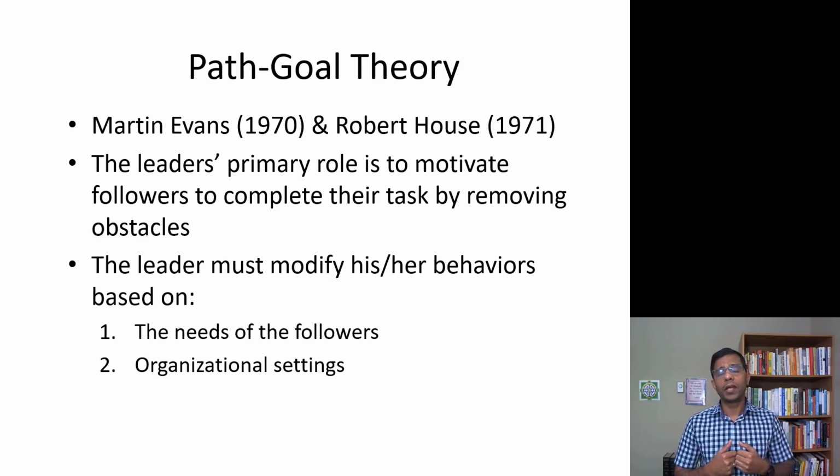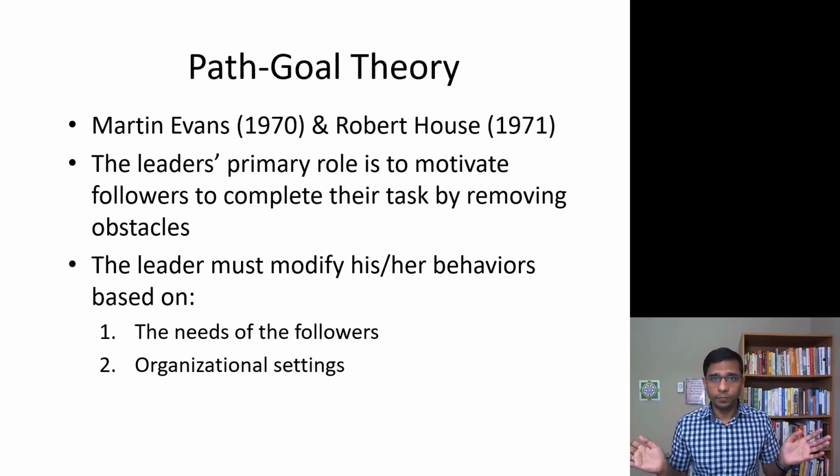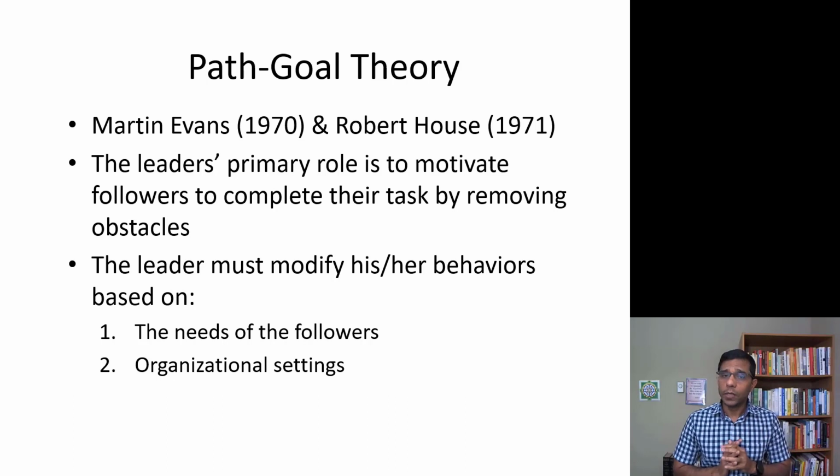In the path goal theory, there are 4 different kinds of leadership behaviors. And what is suggested is that you modify your leadership behavior depending on the situation, because none of those behaviors will work across the board. So you modify those behaviors or you change your leadership style based on 2 factors: the needs of the followers and the setting in which the follower is working. Those are the 2 broad categories of factors based on which you modify your leadership style.